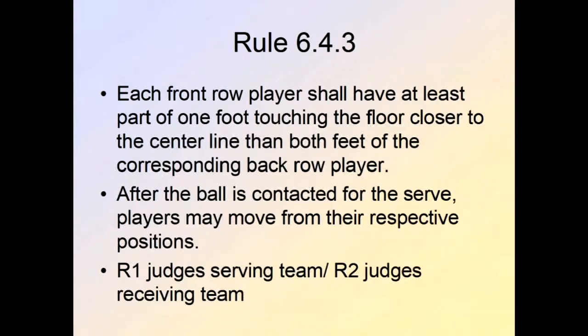After the ball is contacted, all players may move from their respective positions. Part of illegal alignment is ensuring that these players do not move too early. Typically, an R1 judges the serving team and the R2 judges the receiving team.